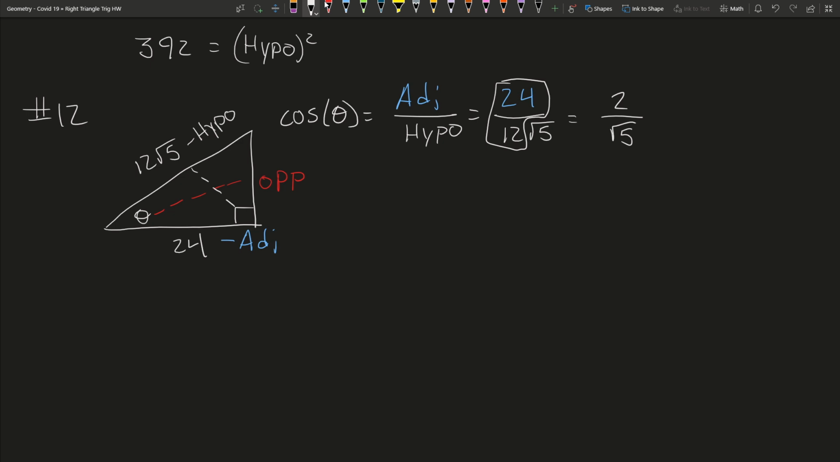And then if we rationalize that, we have to multiply by rad 5 over rad 5, which in the numerator just becomes 2 rad 5, and in the denominator just becomes 5. And then that's our answer. Okay, so this is one where we actually don't need to find any other side. We're given what we need.